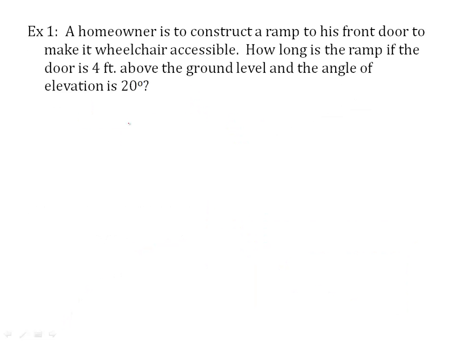A homeowner is to construct a ramp to his front door to make it wheelchair accessible. How long is the ramp if the door is 4 feet above the ground level and the angle of elevation is 20 degrees? All right, so with every problem, sometimes the hardest part is drawing the picture. Well, keep in mind, every one of these is going to be a right triangle. Okay, there it is. Here's my right triangle.